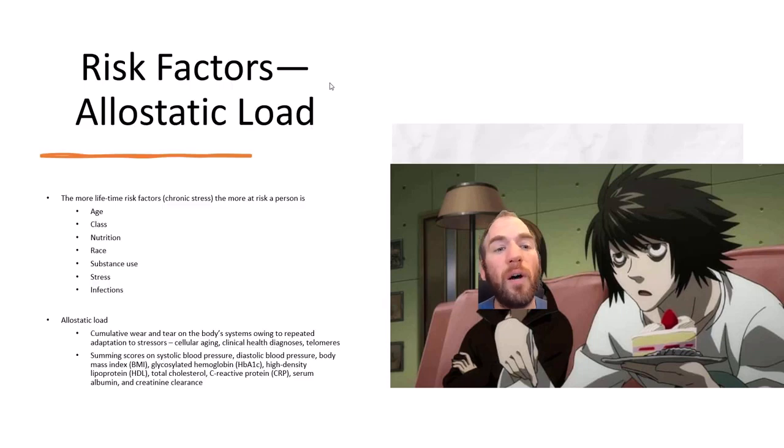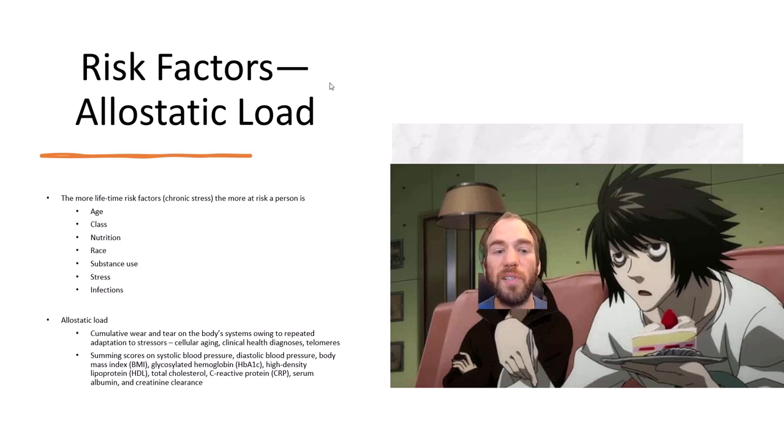And here we will reintroduce allostatic load, with the argument being that the more lifetime factors, that is chronic stress, the more at risk a person is for negative developmental outcomes. With all these risk factors: class, nutrition, race, substance abuse, stress, infections. Allostatic load is the cumulative wear and tear on the body's systems owing to repeated adaptation to stressors, which is thought to contribute to cellular aging, clinical health diagnosis, and telomere length. Allostatic load is calculated by summing the scores on various biological outcomes such as blood pressure, total cholesterol, and C-reactive protein, which is a very common one.